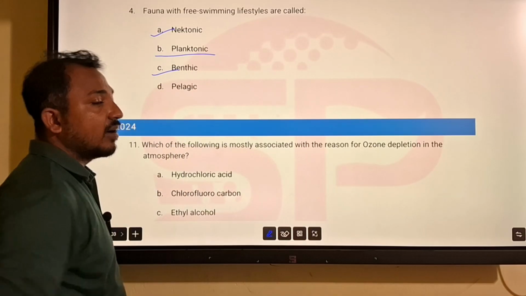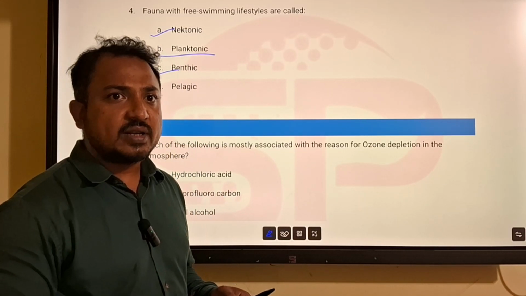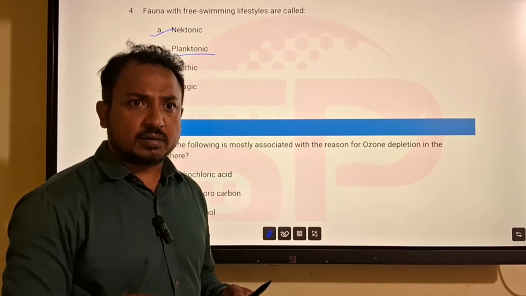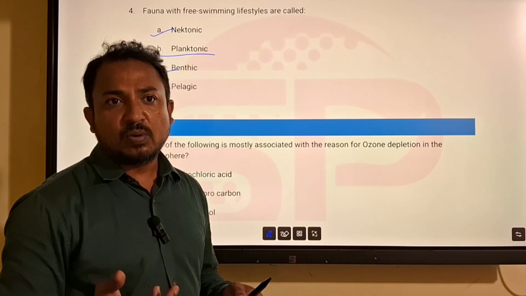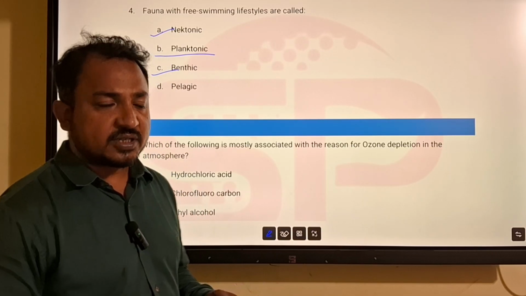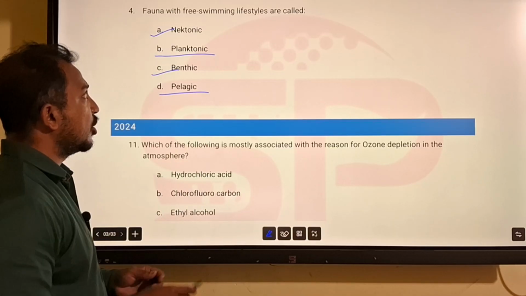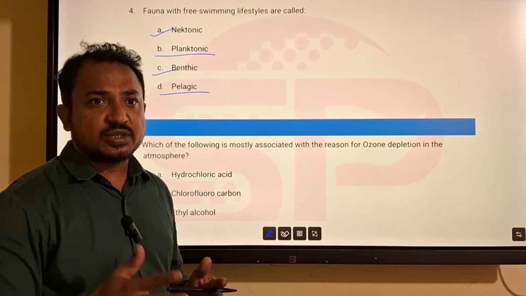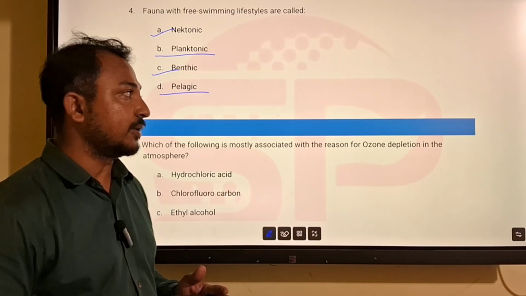Then benthic, they occur at the bottom of the ocean. They dwell at the bottom of the ocean. They may be on the ocean floor, or they may produce holes, or they may burrow within the subsurface sediments. They are called benthic. Pelagic, it is not a lifestyle habit, it is a region. It is a deep ocean region where you will get finer sediment deposition, that is called pelagic.